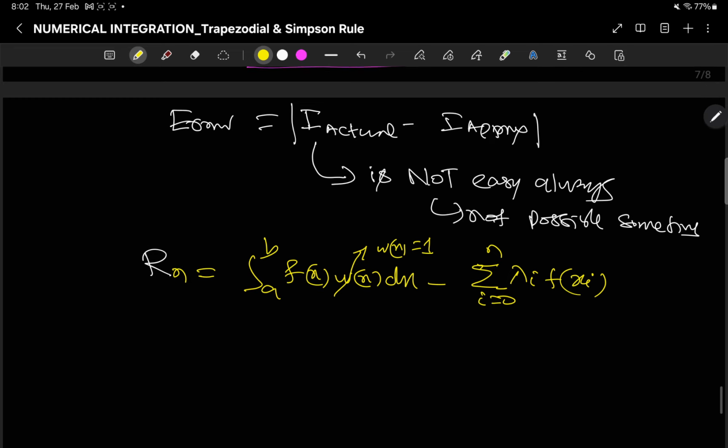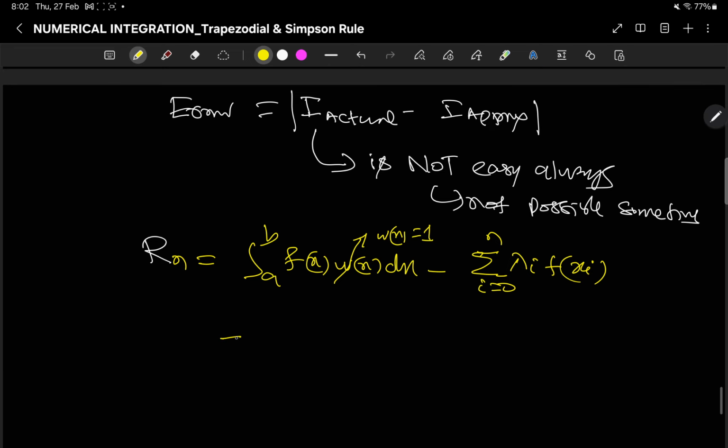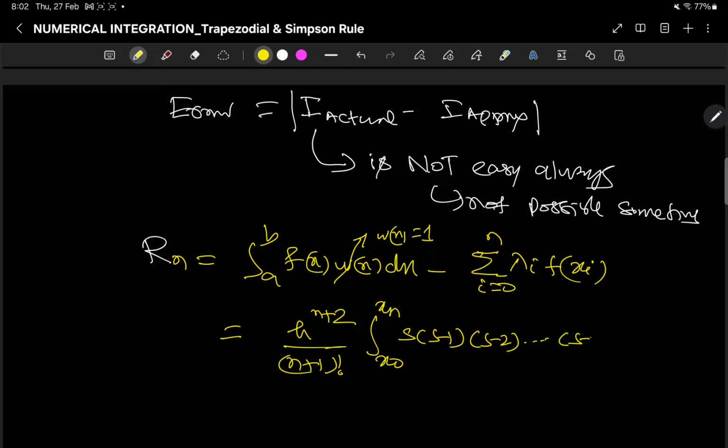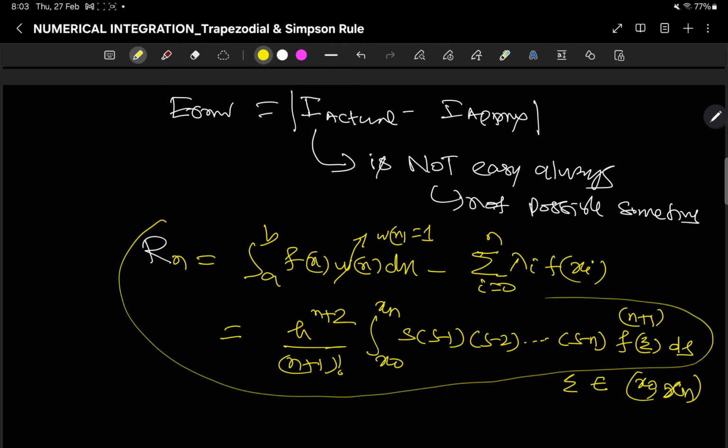If you simplify it, this error will be h to the power n plus 2 divided by factorial n plus 1, integration from x0 to xn of s into s minus 1 into s minus 2 and so on, up to s minus n, times the (n plus 1)th derivative of f at some point zeta, ds. Now zeta is a point in between x0 and xn. This is your error formula.